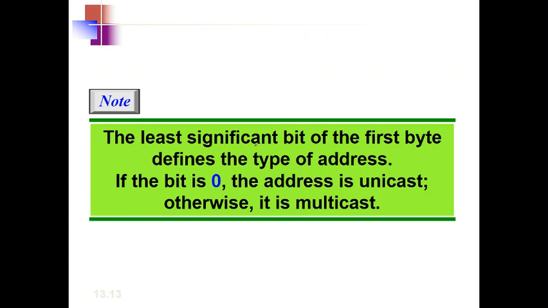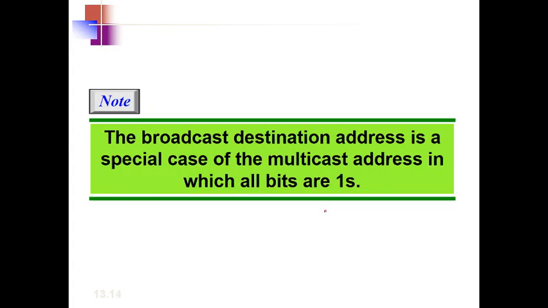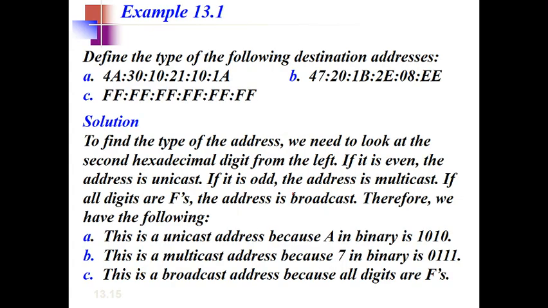So the least significant bit of the first byte defines the type of the address. If the bit is 0, then the address is unicast, otherwise it is multicast. And if all the bits are 1, then it is a broadcast address. The broadcast destination address is a special case of the multicast address in which all bits are 1. For example, we'll see how we identify. Here they have given three different addresses, and we have to identify whether they are unicast, multicast or broadcast.